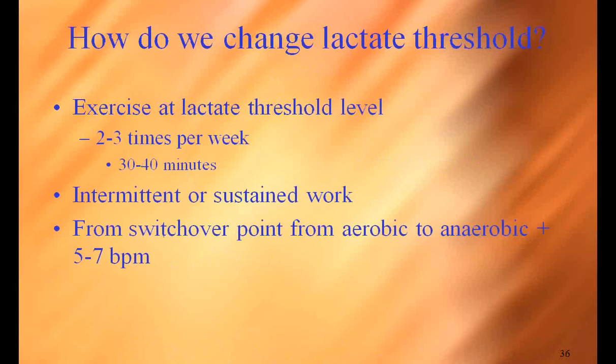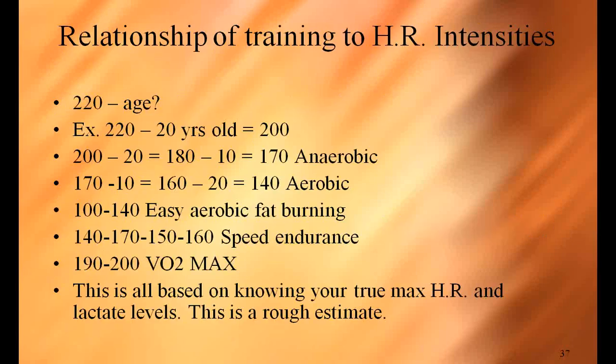And how can we change our lactate threshold? Exercise at the lactate threshold level 2 to 3 times per week for about 30 to 40 minutes. Intermittent or sustained workout, and from that switchover point from aerobic to anaerobic, basically plus about 5 to 7 beats per minute is what's going to be the best for training like that. But where most people should be training, especially for endurance sport, is in those aerobic zones.